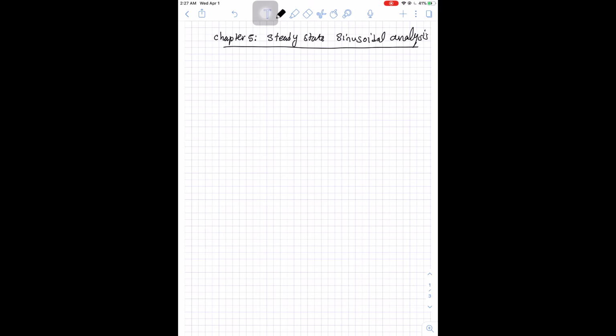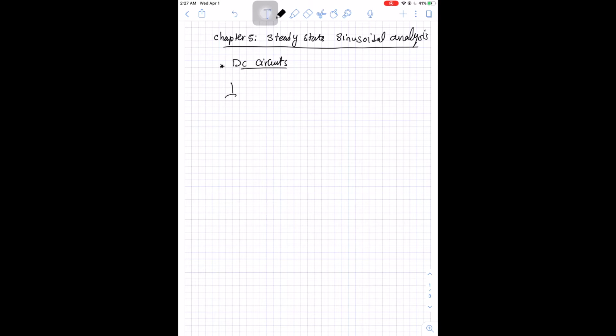So at the beginning of this chapter, we need to differentiate between two types of circuit. So the first type of circuit is DC circuits. DC means direct current, and direct means one direction.